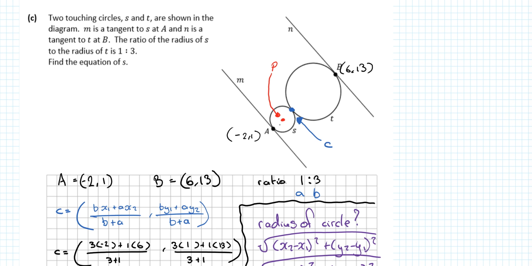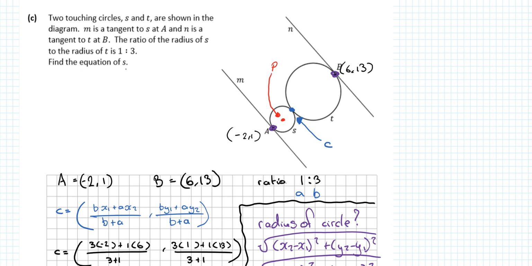So if this was 1, this distance would be 3. And that ratio holds up for the diameters as well. So if this was a distance of 1, this would be a distance of 3. So we're looking for it to be split. These 2 points get split in the ratio of 1:3.